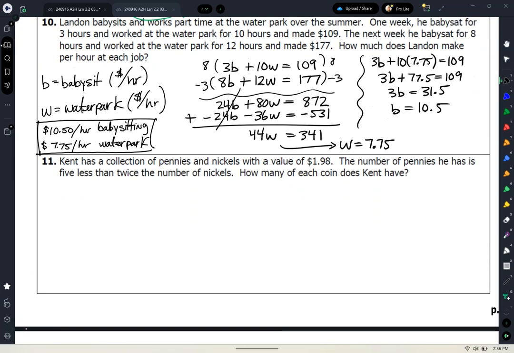Kent has a collection of pennies and nickels with a value of $1.98. The number of pennies he has is 5 less than twice the number of nickels. How many of each coin does Kent have?